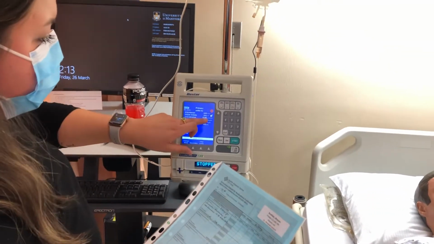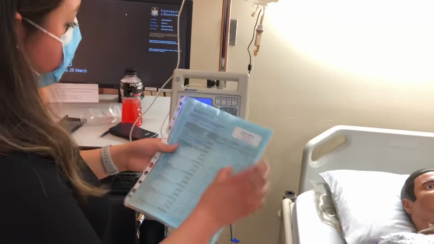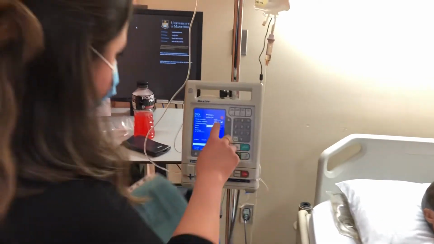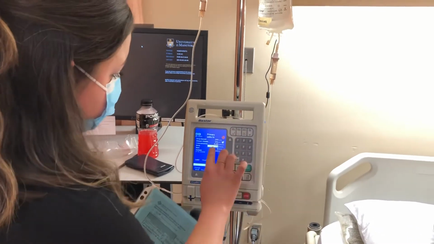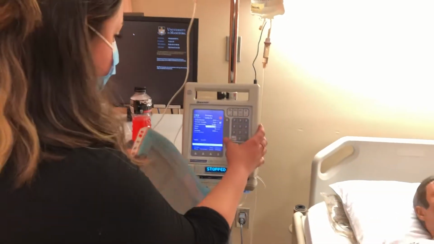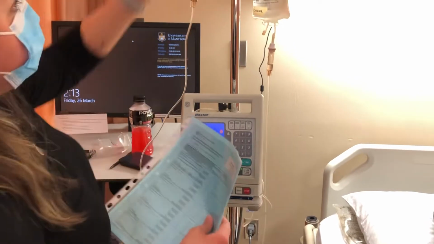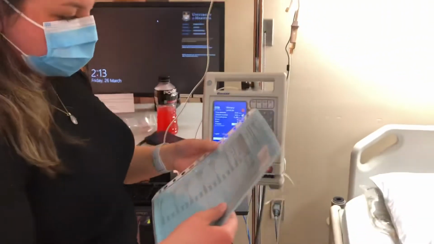The concentration is 0.99 units. We have 0.99 units. And I'm going to be giving it 2 units an hour. The dose here is ordered at 2 units an hour, so I will do 2 units. It has calculated the rate for me at 2 milliliters an hour, and the volume is 101 milliliters, and I've confirmed that.